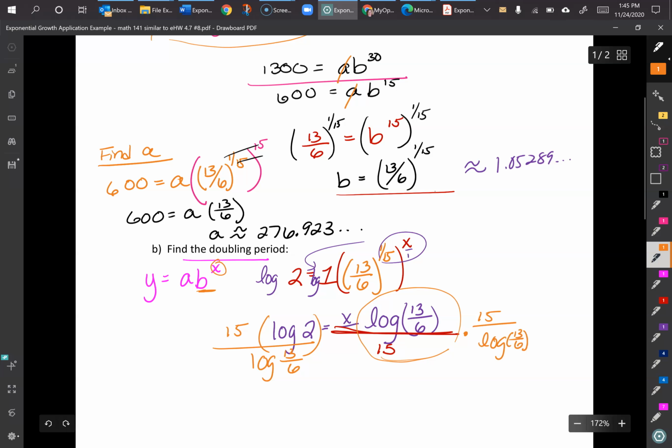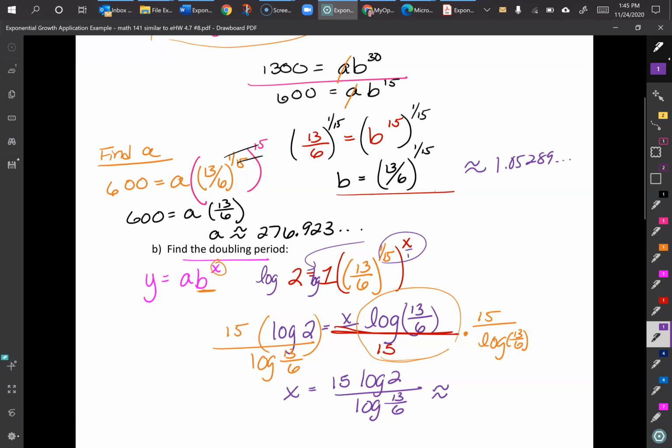Okay, so my answer for x is going to come out to be 15 log 2 over log 13 over 6, and that is approximately 13.447 and so on and so forth minutes that it takes to double.